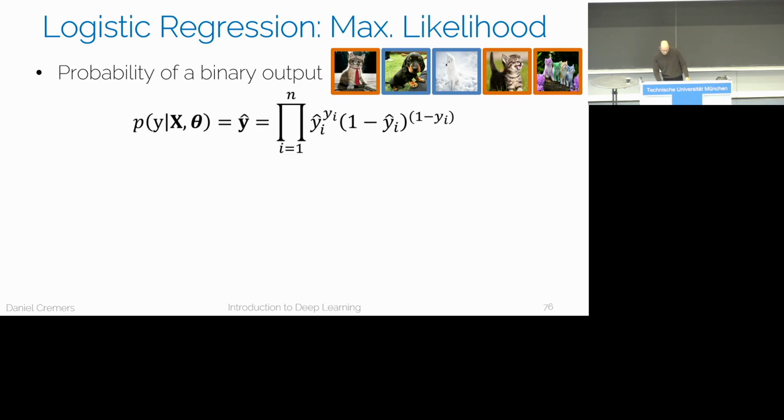And in turn, if the label yi is 0, meaning I'm looking at a dog image, say this one, then this exponent is 1, and then I get, as a term in this product, I get 1 minus yi hat.